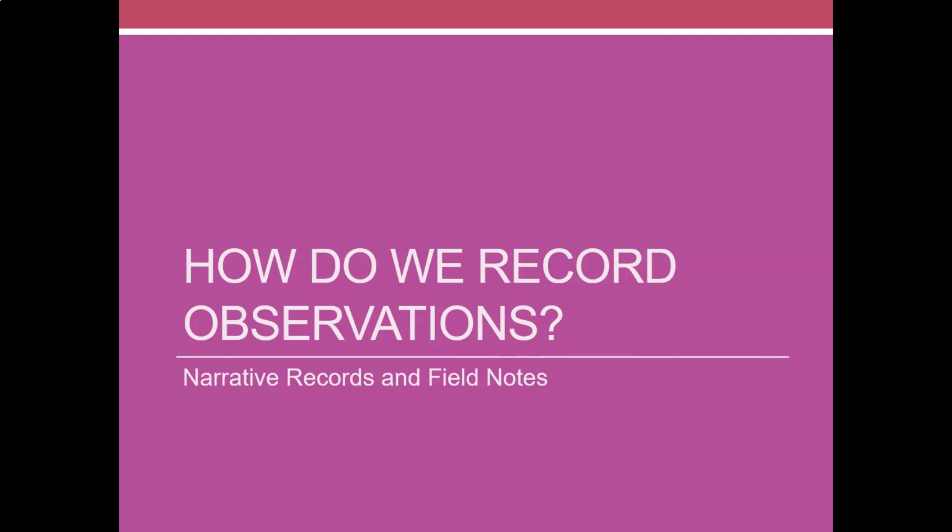So now we're going to talk a little bit about how we record different types of observations. So we're going to look at the difference between a narrative record and a field note.